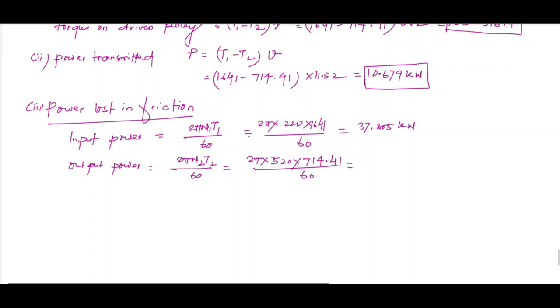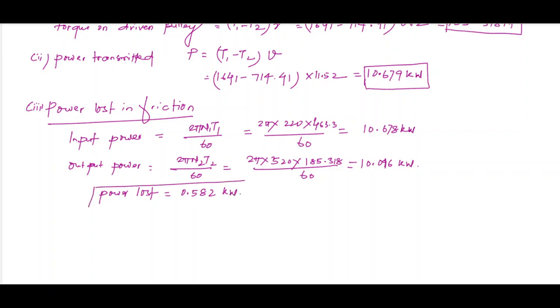Okay, there is a mistake here. We are considering torque, not tension. This is your tension, okay, not torque. So torque was 463.3 here, and here it was 185.318. So power input will be 10.678 kilowatt, and power output will be 10.01096 kilowatt. So power lost will be 0.582 kilowatt. This will be the answer, power lost.